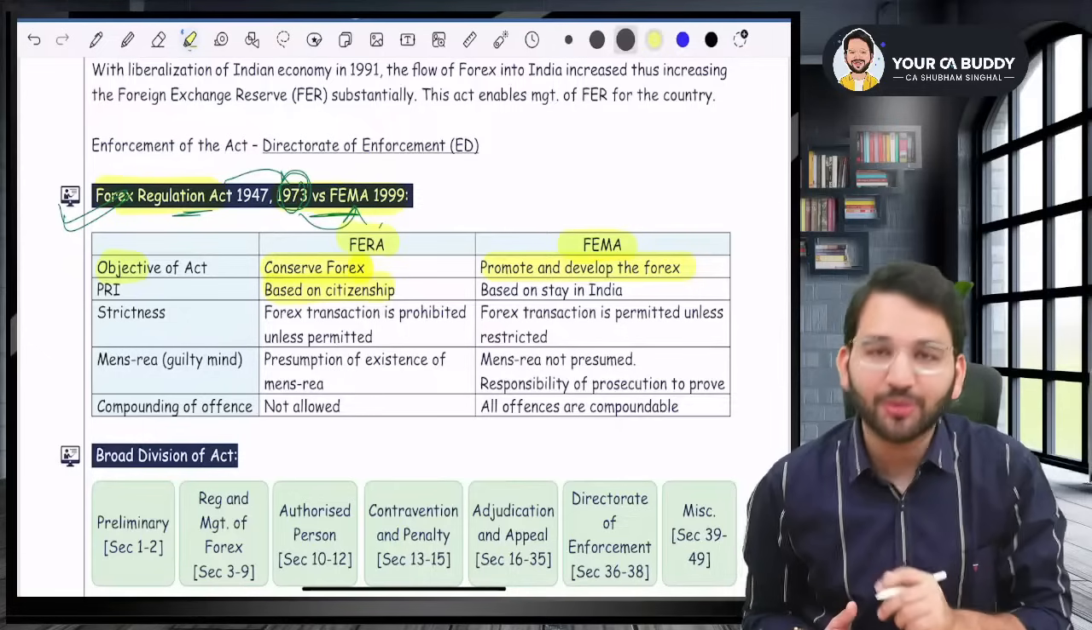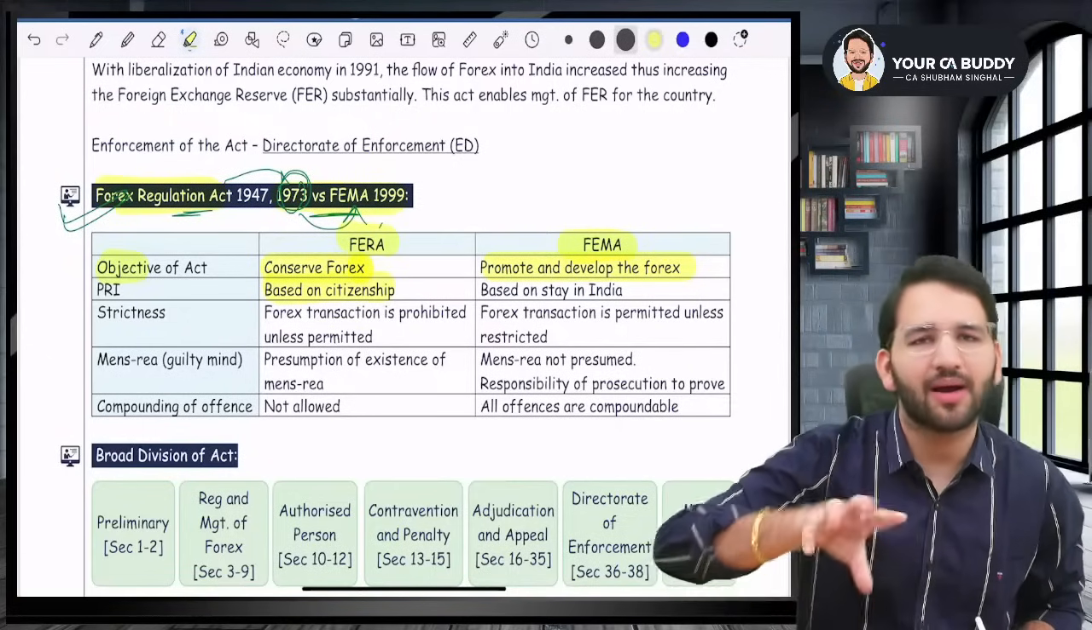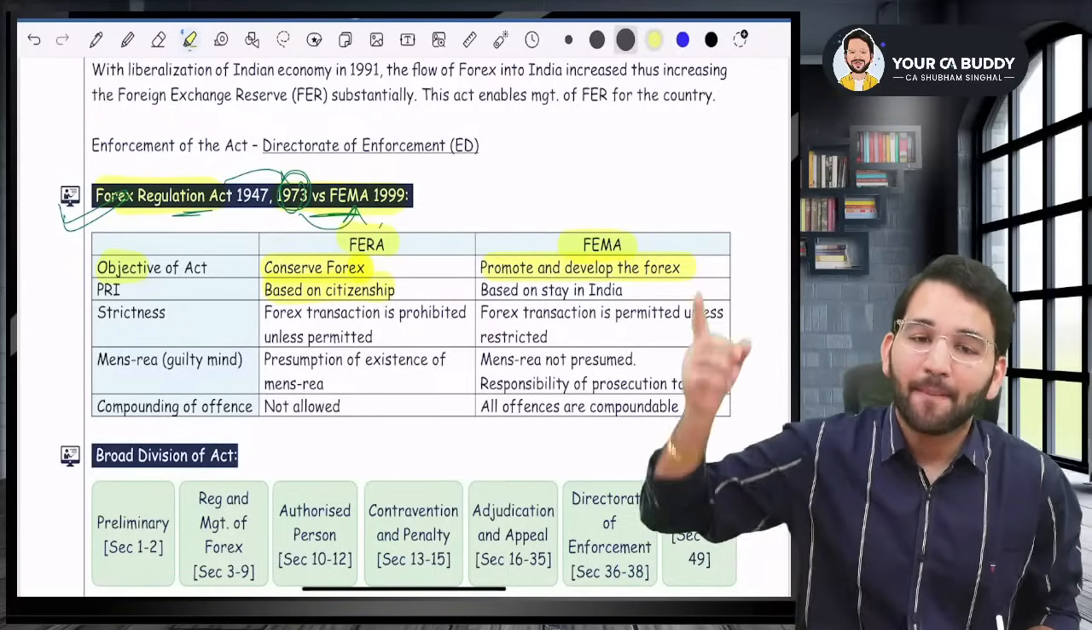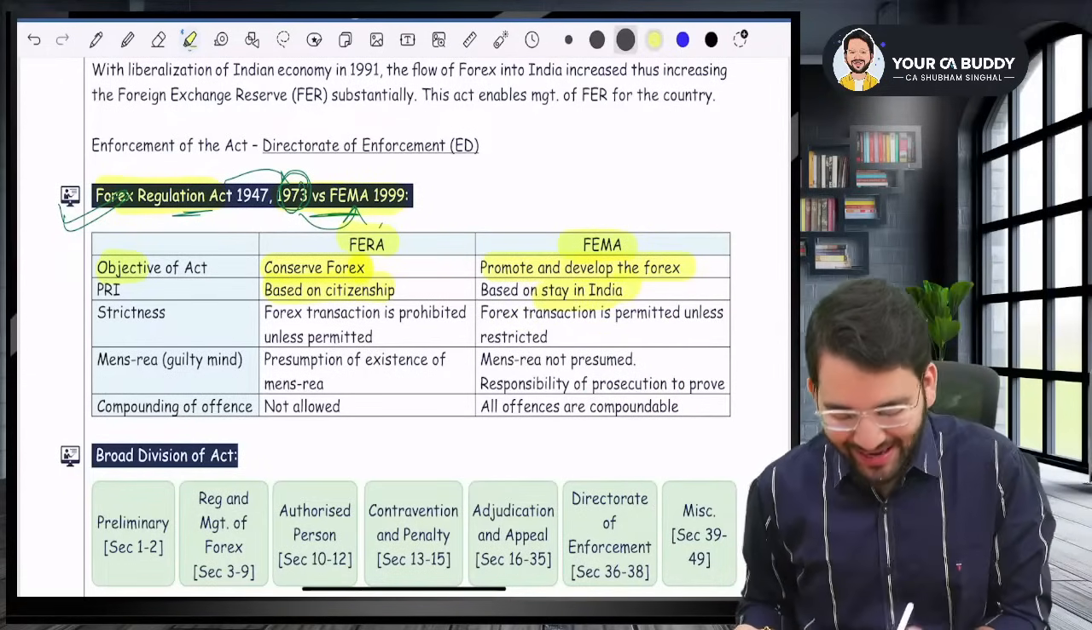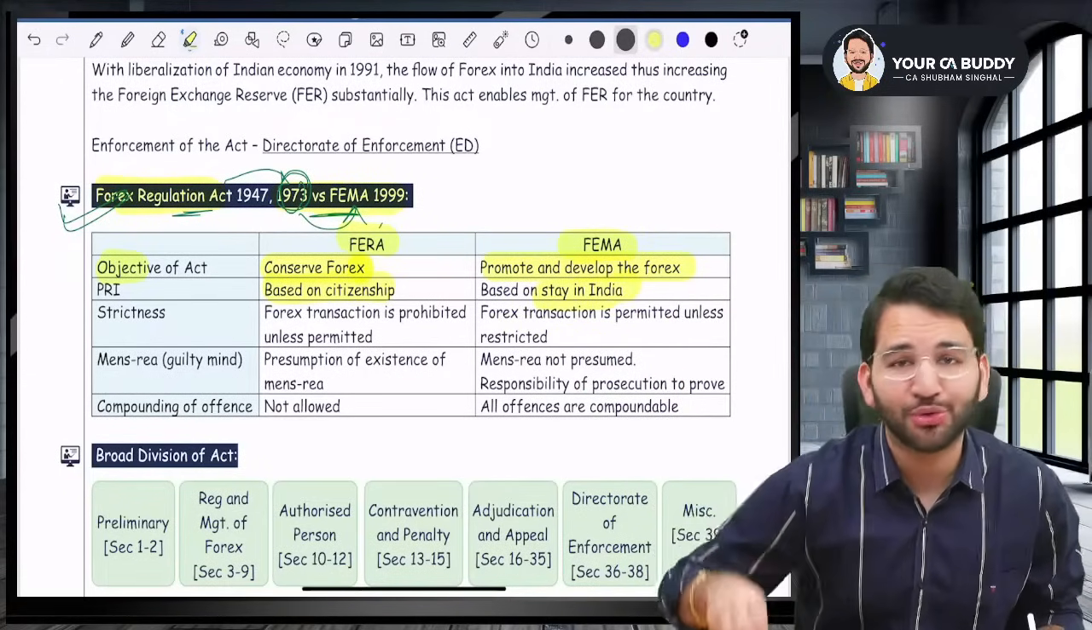In case of FERA, the PRI was based on citizenship. If you are a citizen of India, you would be a person resident in India. But in FEMA, it is based on stay in India, how much you stay in India.